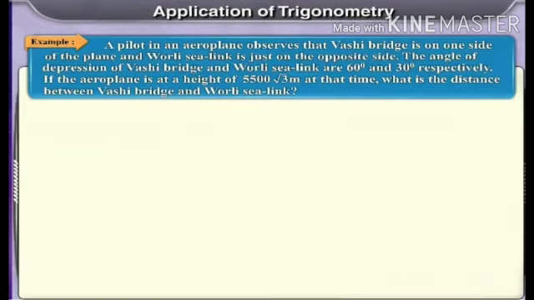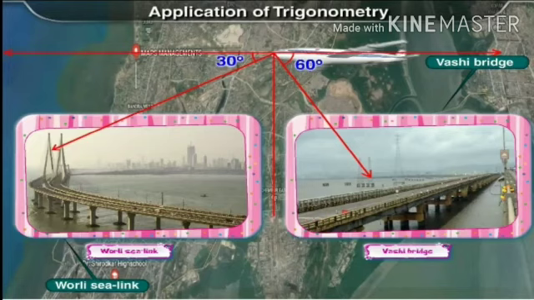A pilot in an aeroplane observed that Vashi Bridge is on one side of the plane and Worli ceiling is just on the opposite side. The angles of depression of Vashi Bridge and Worli ceiling are 60 degree and 30 degree respectively. If the aeroplane is at a height of 5500 root 3 meter at that time, what is the distance between Vashi Bridge and Worli ceiling? Now observe the diagram carefully and visualize it.